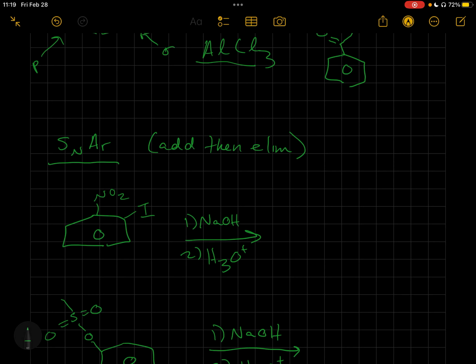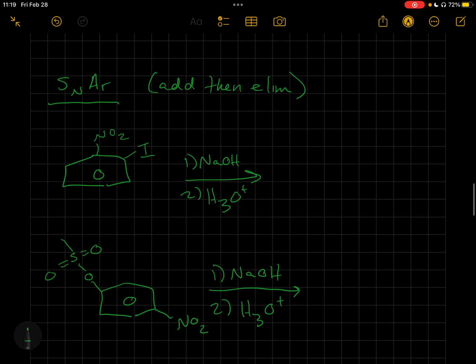The three criteria in order for nucleophilic aromatic substitution to happen: the ring has to have a very powerful electron withdrawing group attached. Usually that's going to be a nitro group, and Klein really favors the nitro for these examples because they're very powerful electron withdrawing groups.